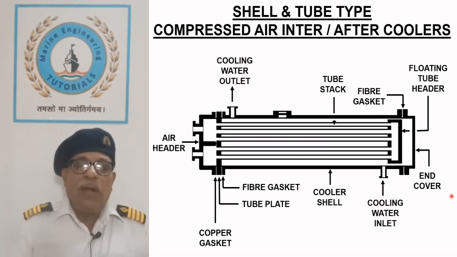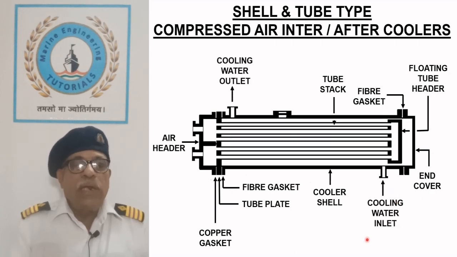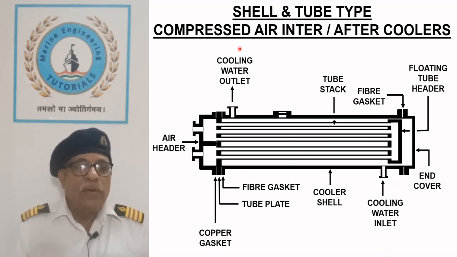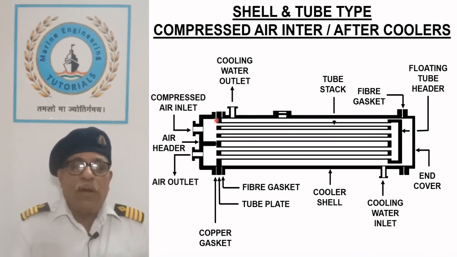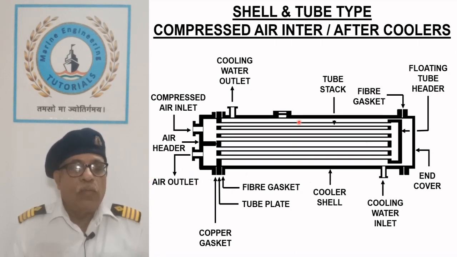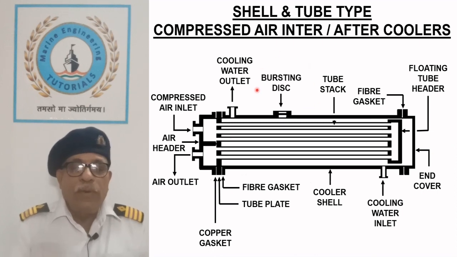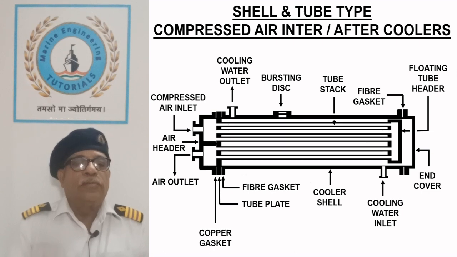Cooling water enters the shell from one side and leaves from the other side. Compressed air enters the header from top connection and leaves from the bottom connection after taking two passes through the cooler. A bursting disc is equipped on the shell which protects it from overpressure when a tube ruptures.